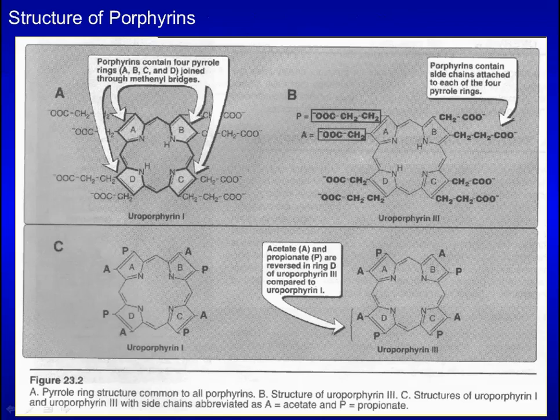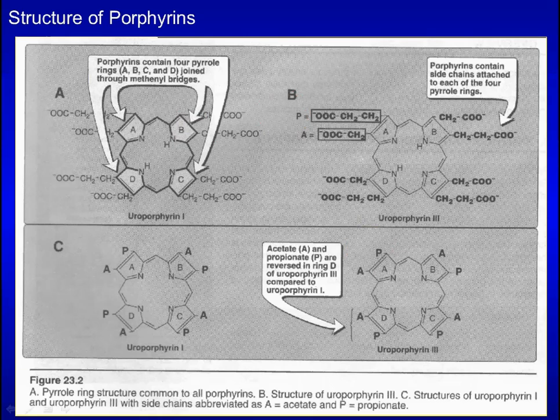Porphyrins are cyclic structures formed by joining four pyrrole rings through methylene bridges. Each of these is a pyrrole ring, and this is a methylene bridge. Different porphyrins have different side chains attached to the pyrrole ring. For example, a uroporphyrin has acetate and propionate side chains. Here's acetate and here's propionate. A represents acetate and P represents propionate.